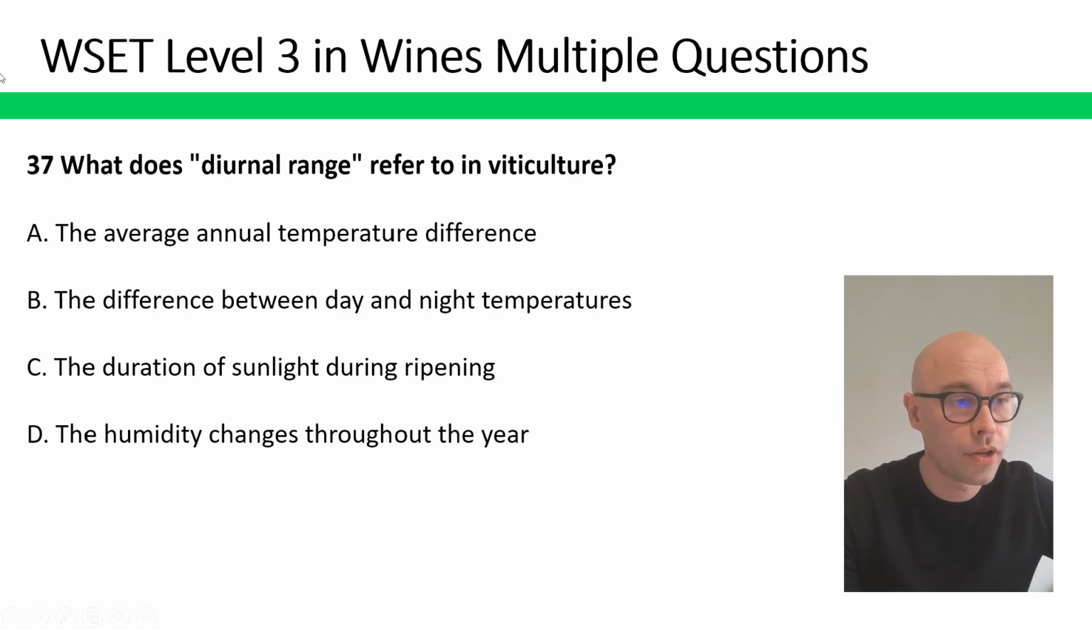What does diurnal range refer to in viticulture? Average annual temperature, difference between day and night temperature, the duration of sunlight during ripening, the humidity changes throughout the year. So diurnal range is B, difference between day and night temperatures, which is usually found in vineyards with high altitude.